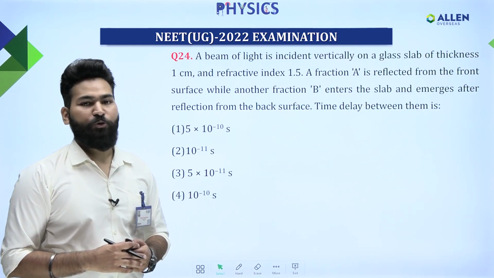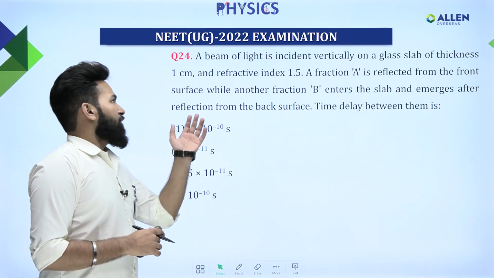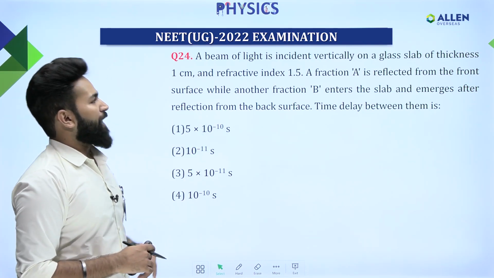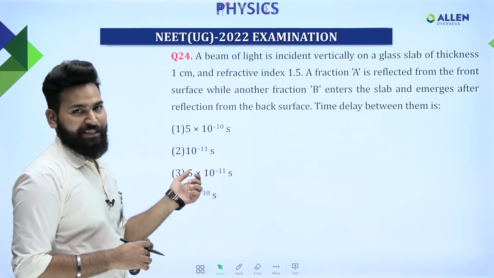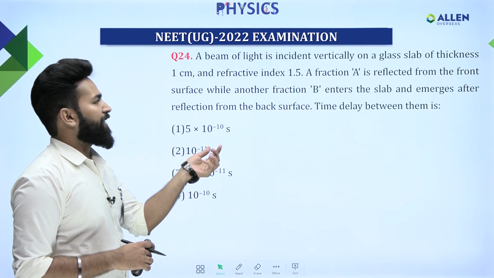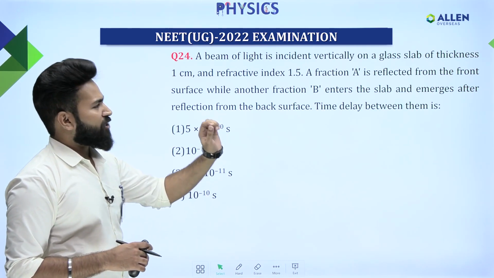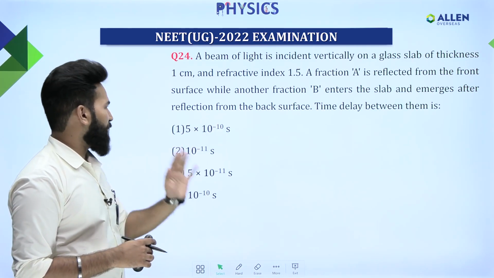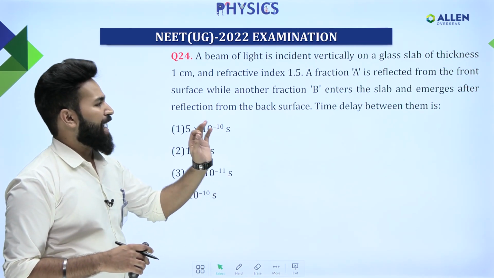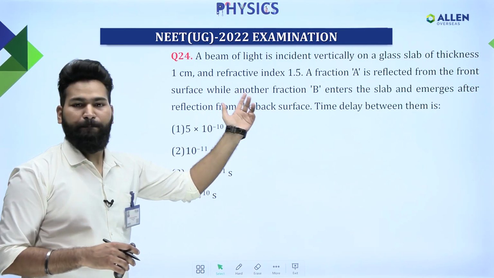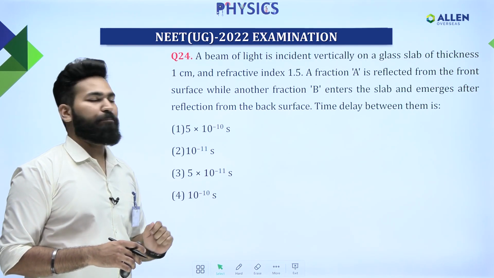Now let's move on to question number 24. So question 24 is saying that a beam of light is incident vertically on a glass slab of thickness 1 centimeter and refractive index 1.5. The fraction A is reflected from the front surface while another fraction B enters the slab and emerges after reflection from the back surface. Time delay between them is.